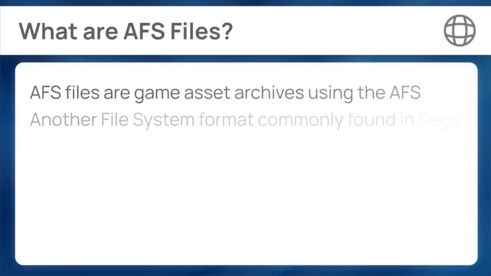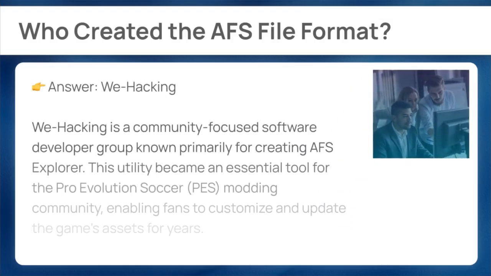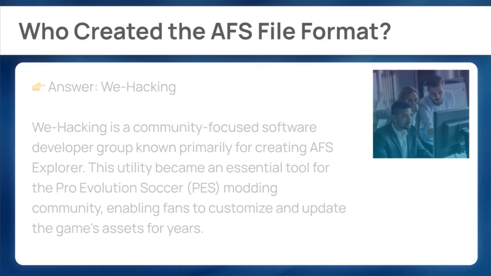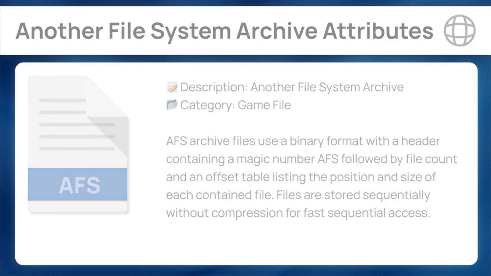AFS files are game asset archives using the AFS, Another File System format, commonly found in Sega Dreamcast, PlayStation 2, and other console games. They contain packaged textures, models, sounds, and other game resources in a simple indexed archive structure. AFS archive files use a binary format with a header containing a magic number, AFS, followed by the file count and an offset table listing the position and size of each contained file. Files are stored sequentially without compression for fast sequential access.